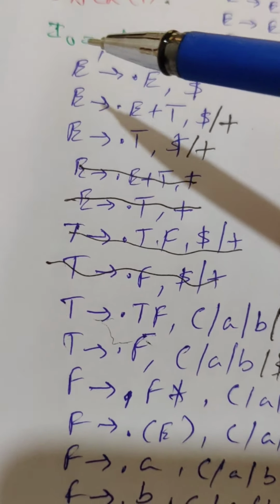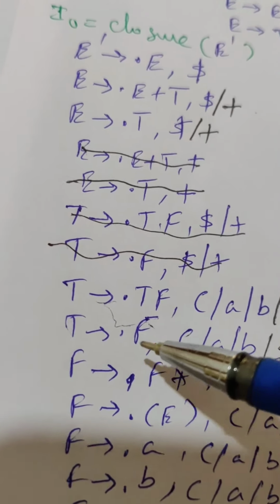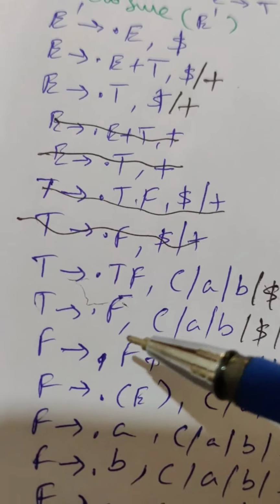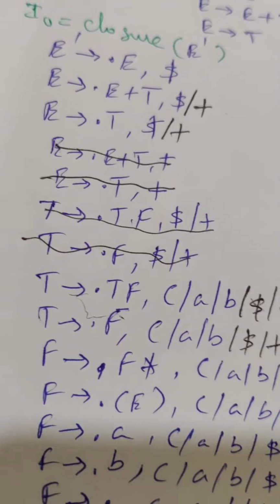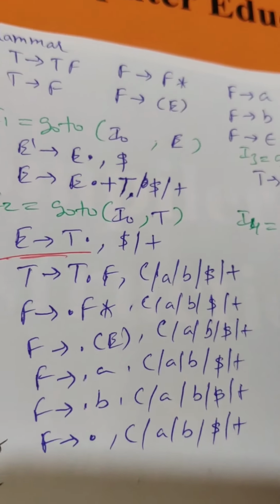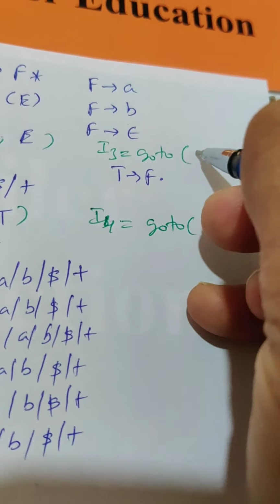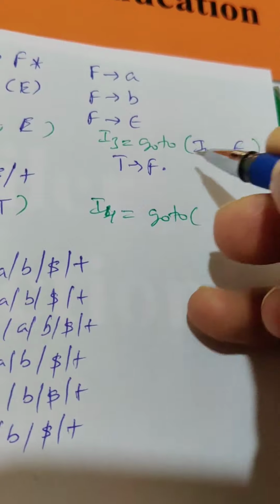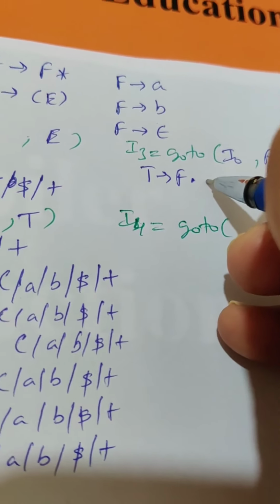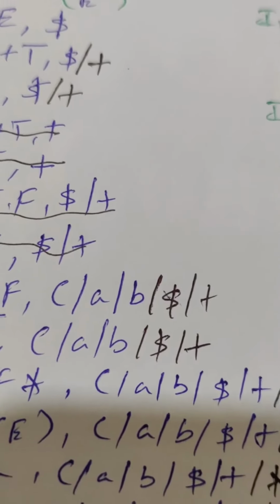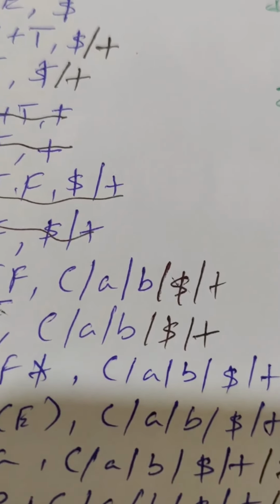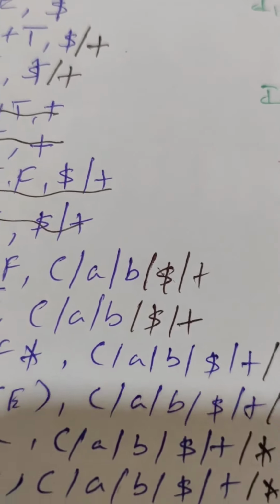Now the next goto is I naught comma F. So it's going to be T goes to F dot. That's a finish rule along with these lookaheads, so I'll write that here. T goes to F dot, for I naught comma F, again a finish rule with the lookaheads here: opening bracket, A, B, dollar and plus.